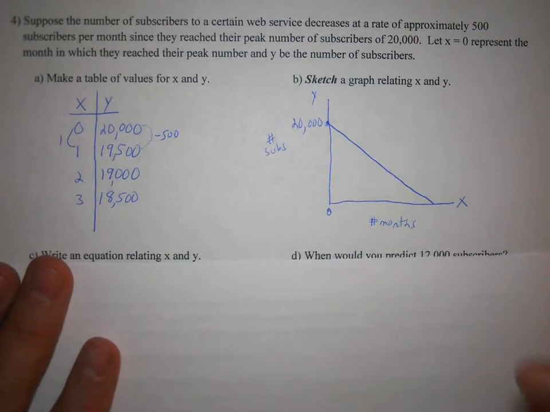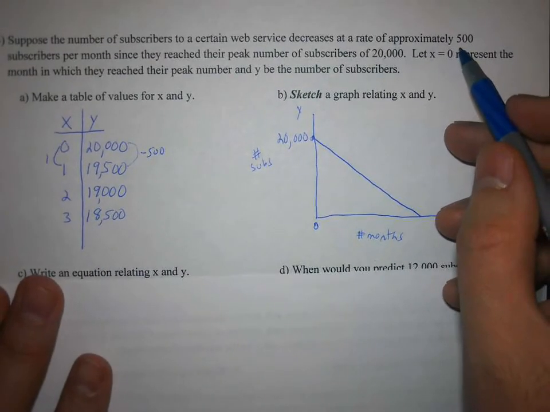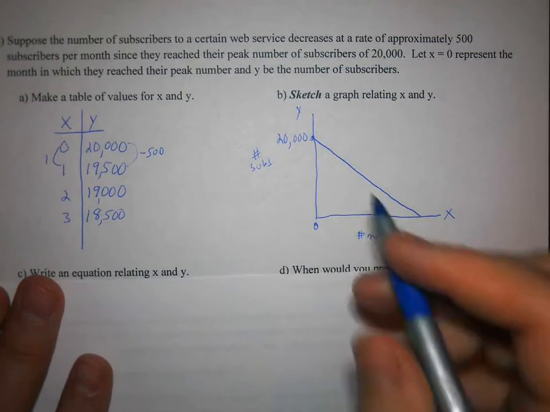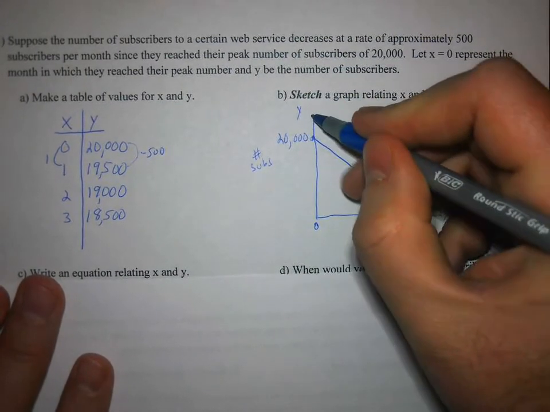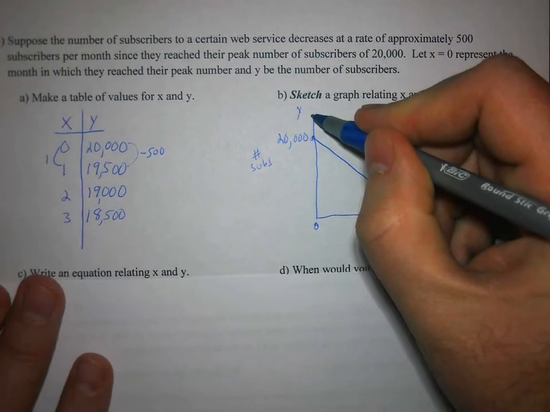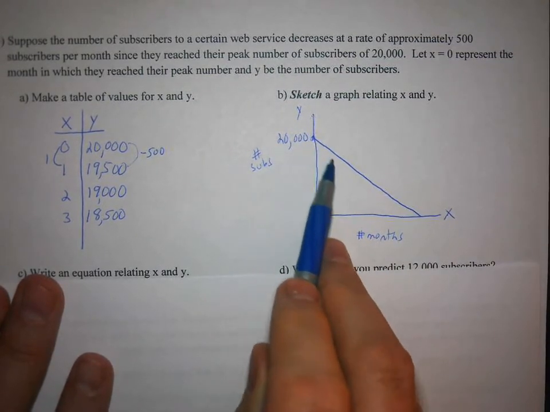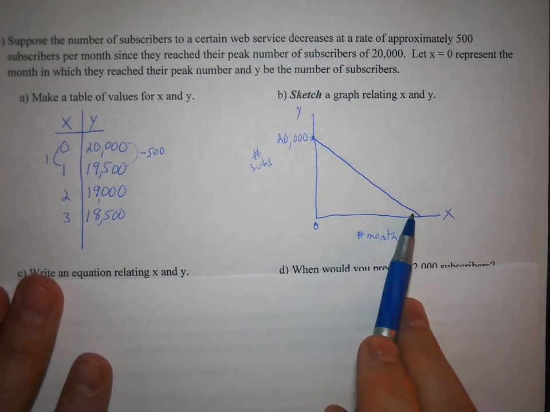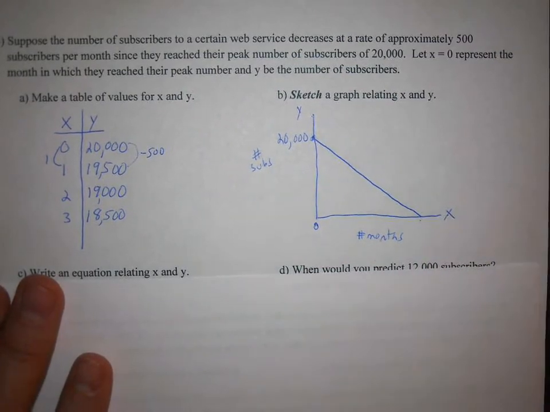So that's your slope, and they tell you that in the question. They're losing 500 subscribers per month. So for the sketch of the graph, again, not to be too crazy here, X is your number of months, Y is their number of subscribers. We started up at 20,000 and decreased by 500 per month, so just show a decreasing line. So you can see that the number of subscribers is decreasing as the months go on.